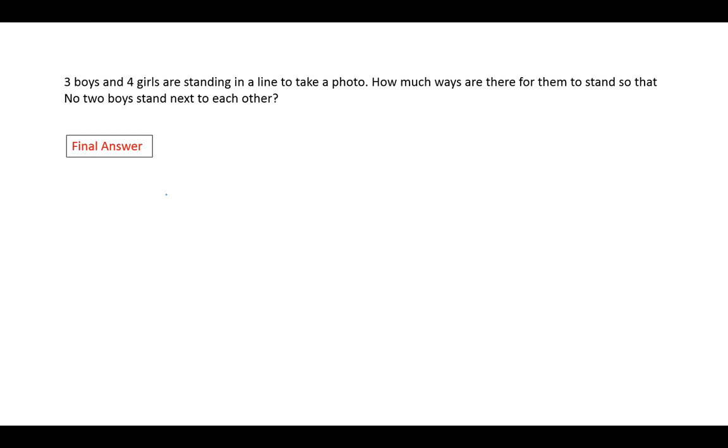Okay, so we had 3 steps: first, second, and third. The first step, we arrange the girls, which could be done in 4 factorial ways. Second step, we selected 3 spaces, which was 5 factorial by 3 factorial into 2 factorial. And the third thing was we arranged the boys, which was done in 3 factorial ways. Now there is nothing left but to solve this, and this can be easily solved. You can solve it like numbers.